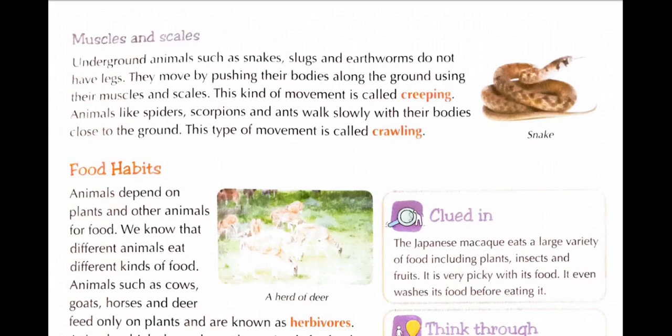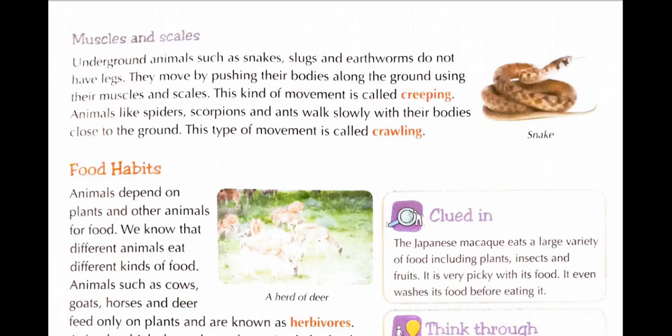So students, animals like snakes, slugs and earthworms, they do not have legs. So they move with the help of muscles and scales. Okay, so they creep on the ground. So this kind of movement is called creeping. And some animals like spiders, scorpions and ants, they have legs but they move very close to the ground. So this type of movement is called crawling.